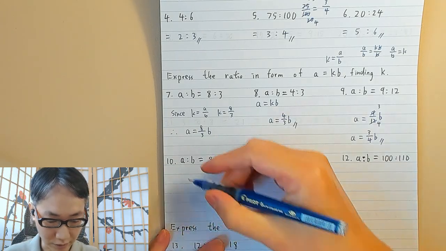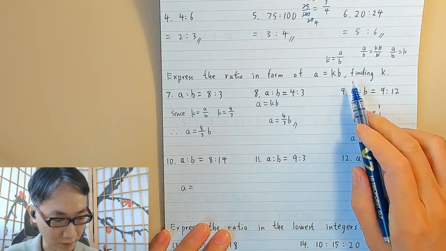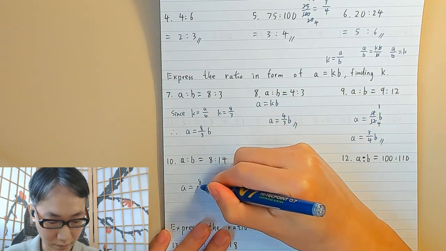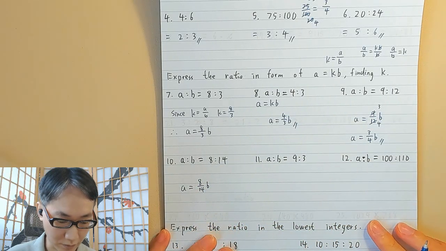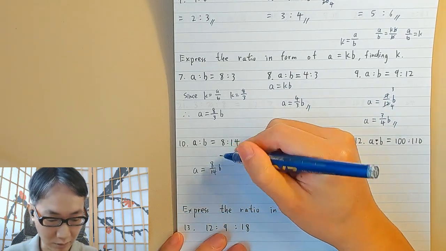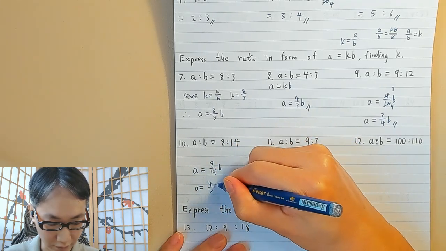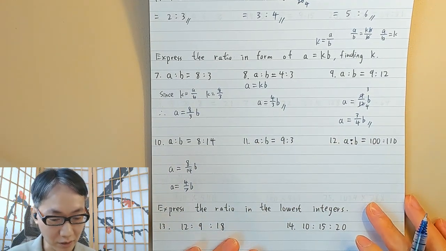So similarly, K is A over B. So A is equals to 8 over 14 B. Then it can be simplified. So A is equals to 4 over 7 B, dividing both numerator and denominator by 2.